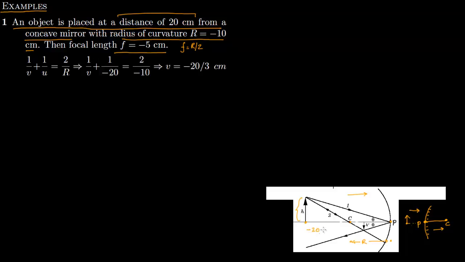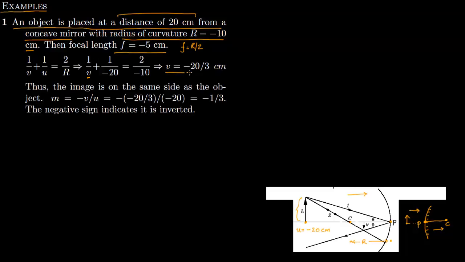This distance we denote by u. In our formula, the object is placed at a distance u. So u is minus 20 centimeters. This is where the object is placed. v is the distance of the image. So you just plug it in, solve for v, and it comes out to be minus 20 by 3 centimeters. Now v is negative. That means the image is on the same side as the object.